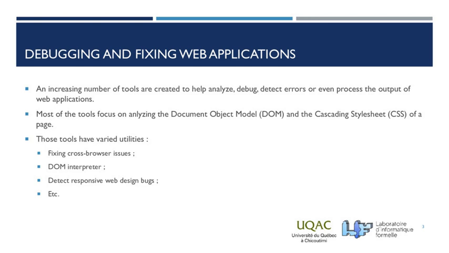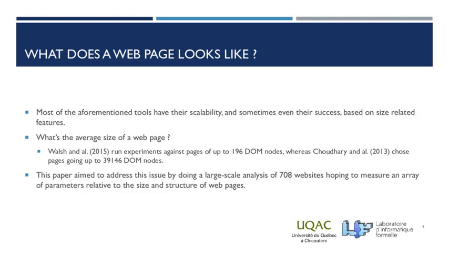These tools can be used for multiple purposes, for example, fixing cross-browser issues or detecting responsive web design bugs. By the way, we have another paper in this conference talking about this topic, so I invite you to watch it. However, most of these tools, if not all these tools, exhibit a performance that depends on the size of the pages they process, or at least something related to their size. The reason is obvious. The larger the document you need to ingest, the more time or the more memory you need to consume in order to process it.